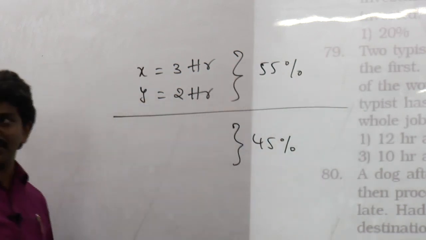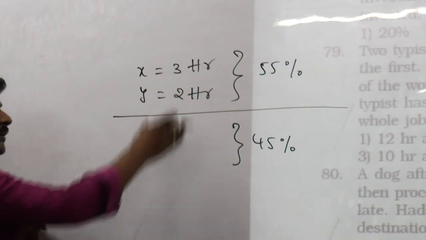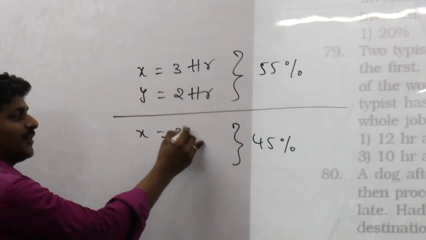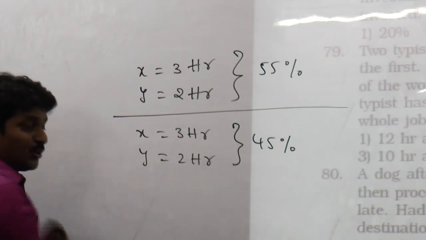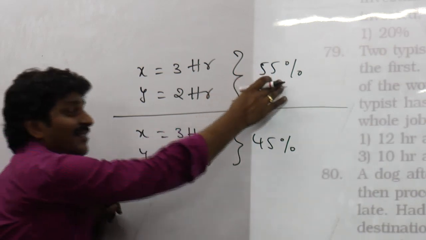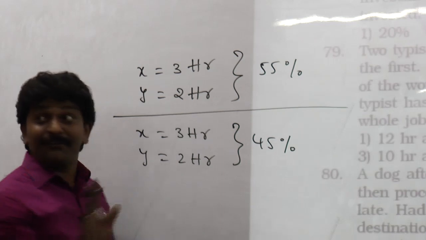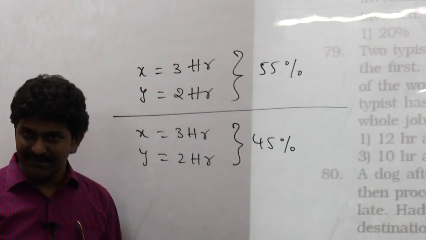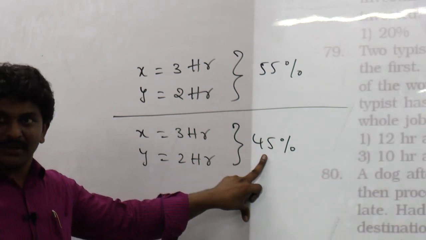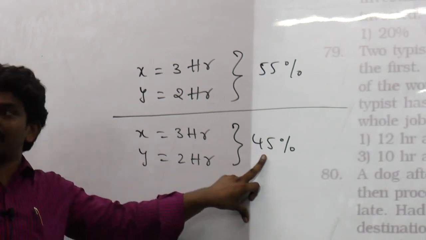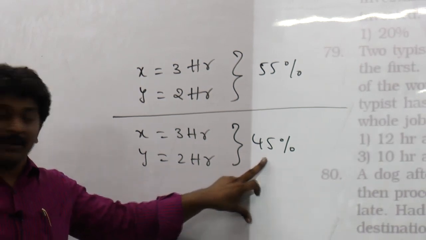Suppose after 55% of the work, first person works for 3 hours and second person works for 2 hours, again they can complete 55% of the work. Yes? But we need to have only 45%. So extra how much percentage of work we have? 10%.